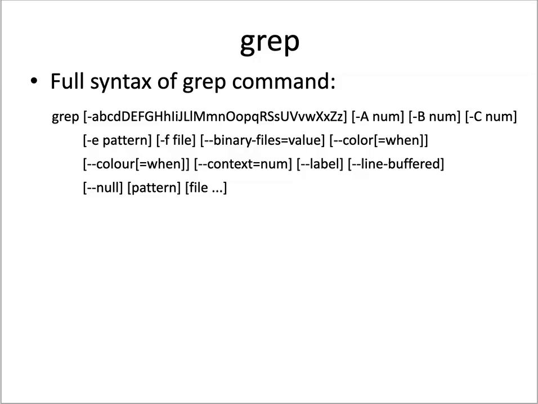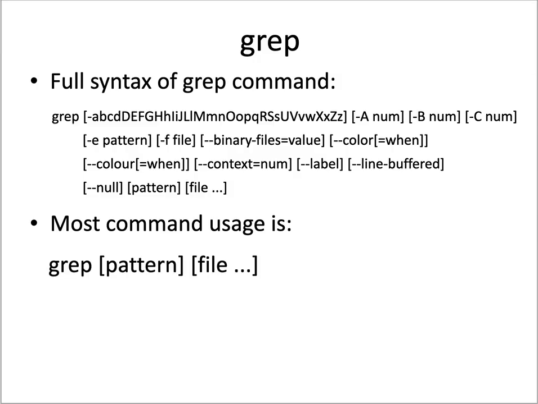So the full syntax of the grep command is this. There are a lot of options. There are over 20 individual flags, and then there are arguments that take values. So that could be a lot of things to learn about. But the most common usage is simply this: I want to grep for a pattern in one or more files. The file ... means you have to have at least one file name, but you can have multiple file names. That's just the standard Unix syntax.